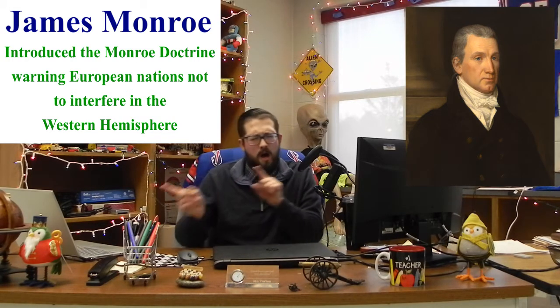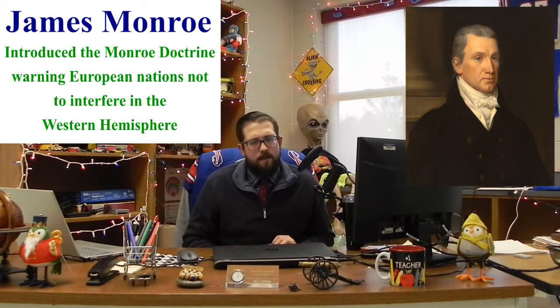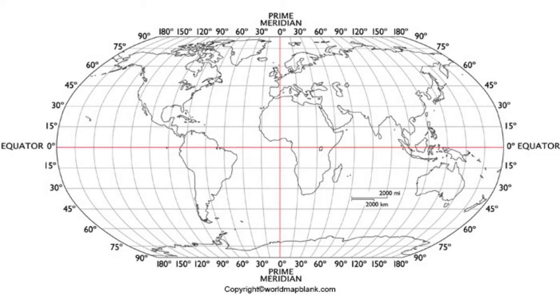If you go all the way back to our geography unit, guys, remember we talked about what hemispheres are. The Western Hemisphere is everything to the west of the prime meridian. The Eastern Hemisphere is everything to the east of the prime meridian. Then, of course, you've got your Northern Hemisphere, which is north of the equator, and your Southern Hemisphere, which is south of the equator.